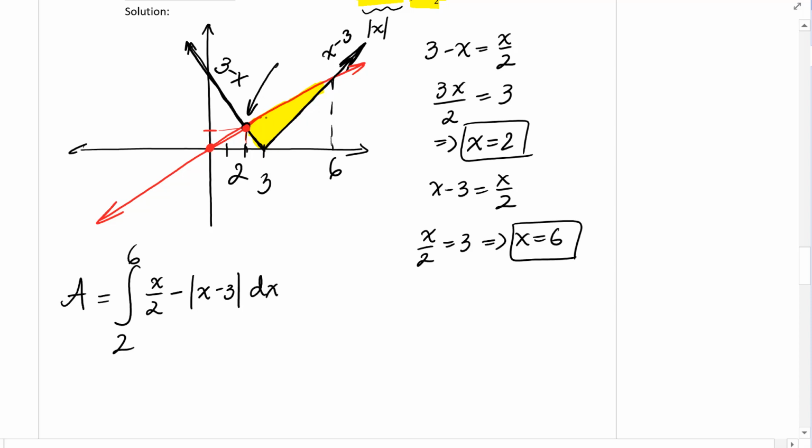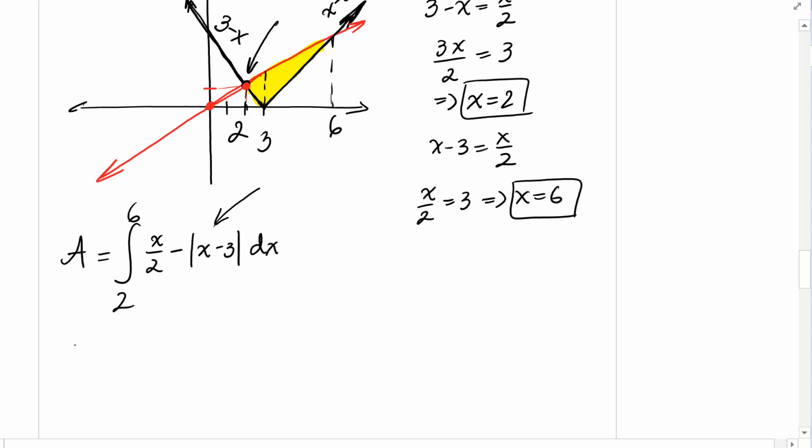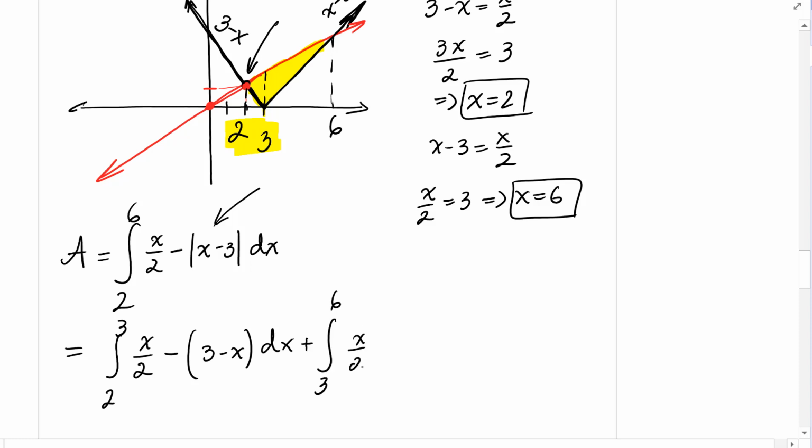So what happens is we actually have two different values. This x minus 3 actually has two different functions. So we are going to separate it into the integral from 2 to 3, because as you can see at 3, the function changes. So we have from 2 to 3 of x over 2 minus, and the actual expression between 2 and 3 of our absolute value is 3 minus x dx, and then plus the integral from 3 to 6 of x over 2 minus x minus 3 dx.